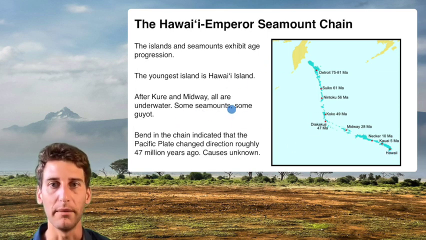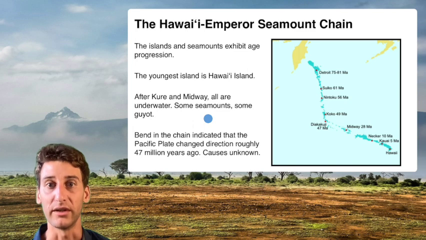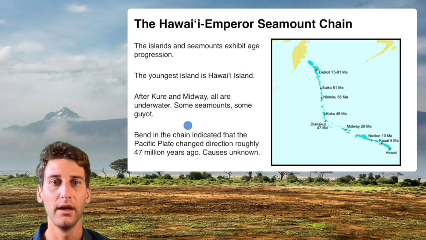After Midway and the neighboring atoll Kure, these are not islands anymore, they're seamounts and guyots, so they're below the surface. Around this point is where this prominent bend happens, and the causes of this are still unknown, but we know it happened around 47 million years ago.